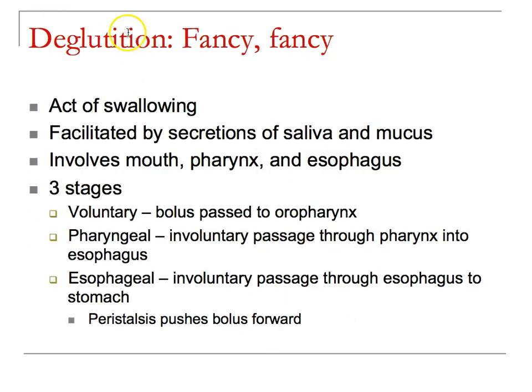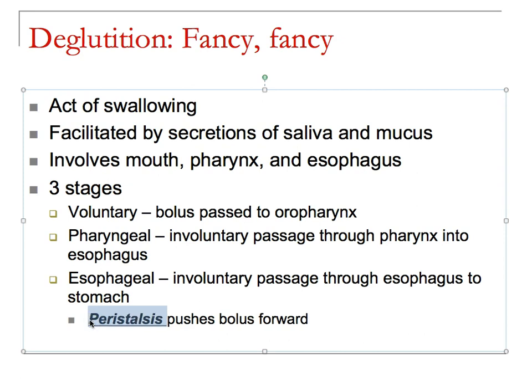Big word for swallowing materials, deglutition, fancy, okay, the act of swallowing, facilitated by secretions of saliva and mucus. As I said earlier, voluntary, the bolus is passed into the oropharynx. Pharyngeal is involuntary, passage of pharynx into esophagus, and esophageal is involuntary passage of materials from the esophagus to the stomach. It is the mechanism of peristalsis. Let's go bold, underline. That actually pushes materials forward. Okay.